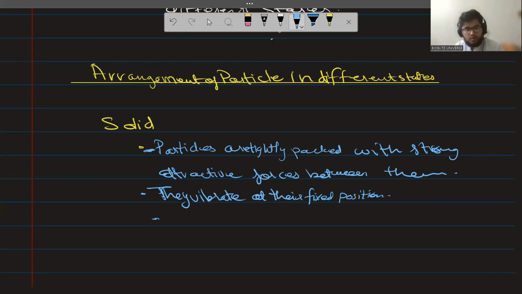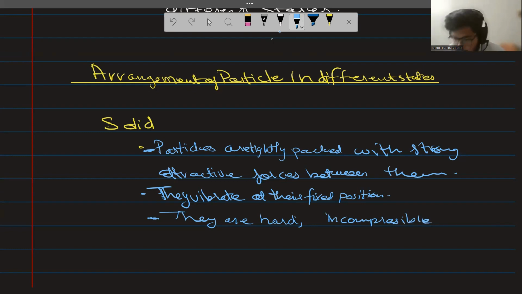Another property can be that they are hard, incompressible, and have a high density.